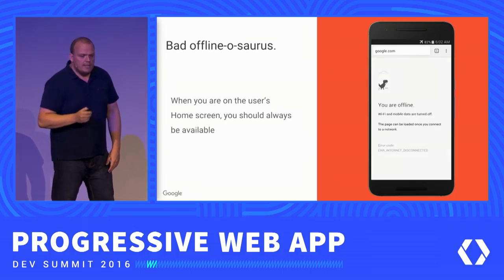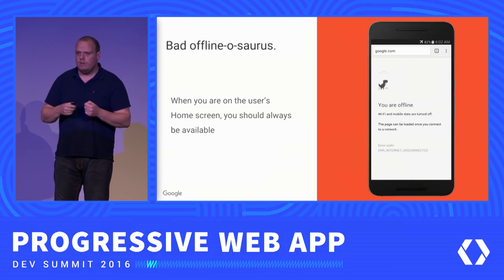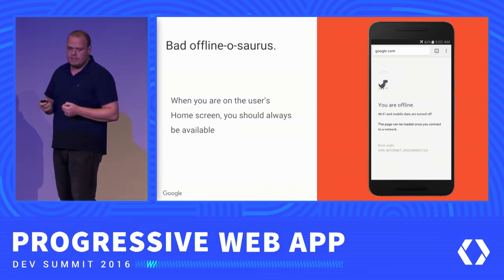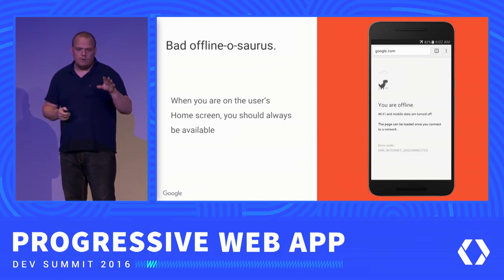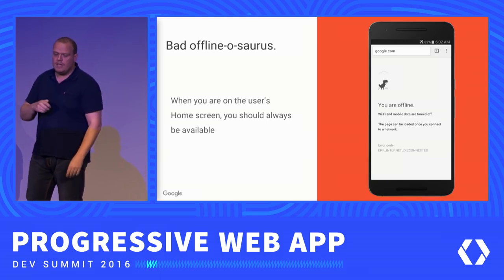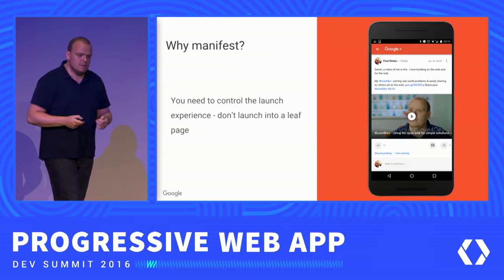Now, there are a number of things that we do, and a whole number of different checks that we have to make sure that you don't get the prompt when you don't deserve it, when you're not actually offering a great experience. One of the things that we want to do is make sure that if you launch from the home screen, you get an online experience all the time. You never get the offline Asaurus, which is why we enforce the service worker restriction.